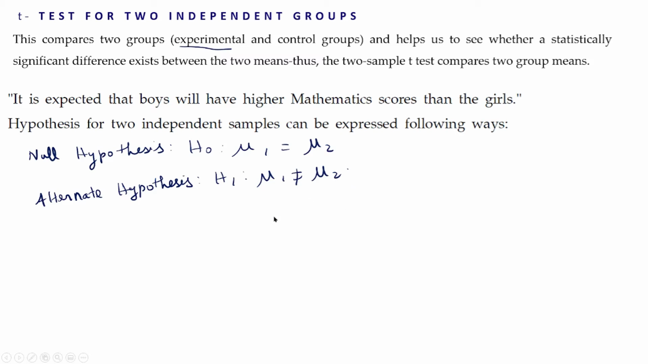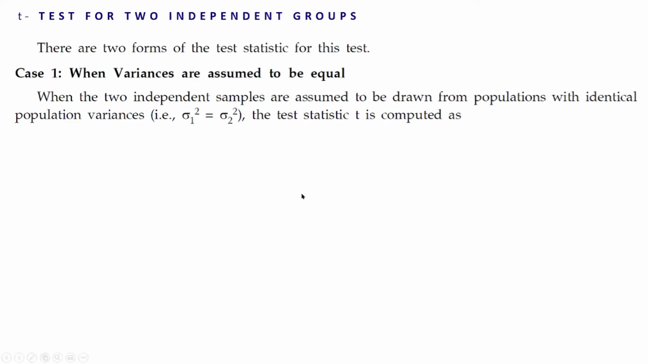Now we will see how the test statistic T should be written. Now coming to the test statistic for t-test for two independent groups. In this t-test for two independent groups, we have got two different cases. The first case is the variances of the groups are assumed to be equal. That is sigma 1 square equal to sigma 2 square. And the second case is the variances are assumed to be unequal. That is sigma 1 square not equal to sigma 2 square. So here we will discuss when the variances are assumed to be equal.